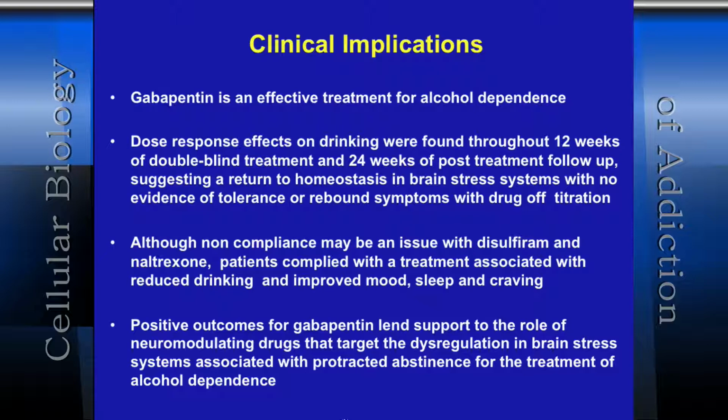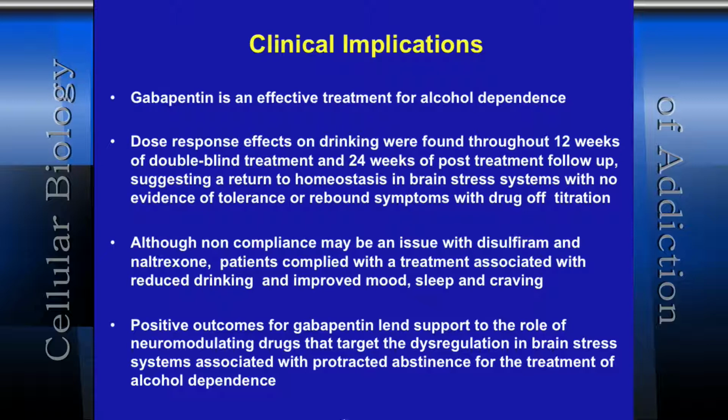Parenthetically, if I may, I found a rather punitive, puritanical approach to treating people with alcoholism and addiction in this country. They like punishment; things that make people feel better aren't as popular. I think the positive outcomes for gabapentin lend support to the role of neuromodulating drugs that target the dysregulation of brain stress systems associated with protracted abstinence and the treatment of alcohol dependence.